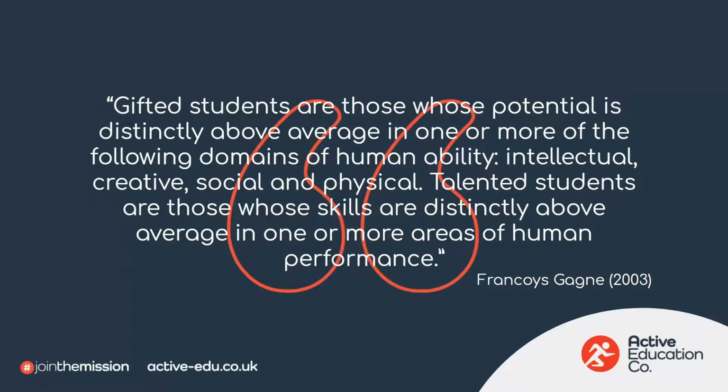So first of all, let's have a couple of definitions. The first one is for gifted and talented. Gifted students are those whose potential is distinctly above average in one or more of the following domains of human ability: intellectual, creative, social, and physical. Talented students are those whose skills are distinctly above average in one or more areas of human performance.